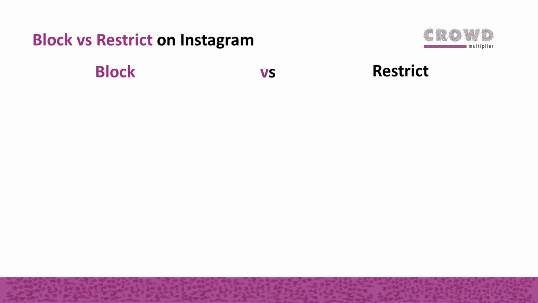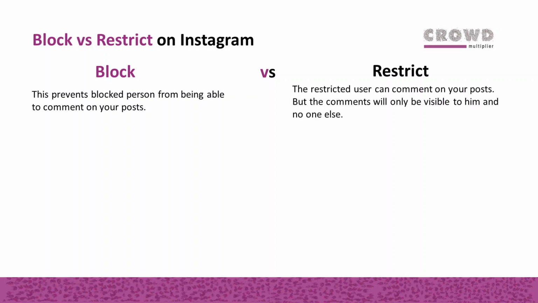Let's understand what is the difference between block and restriction. When you block someone, it prevents the blocked person from being able to comment on your post. But when you restrict, the restricted user can comment on your post, but the comment will only be visible to him and no one else. So this way the spammer will feel, okay, I am putting my contact details on so many pages and a lot of people would be visiting and noticing it, but actually nobody else apart from him would be seeing this particular comment.